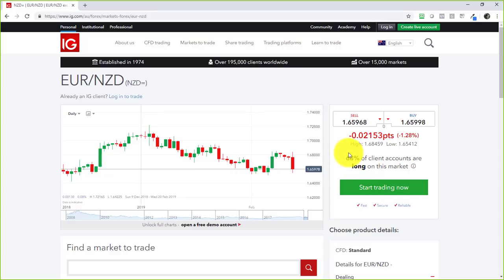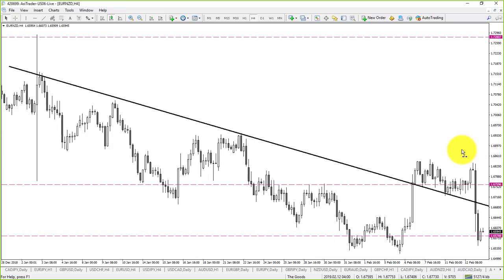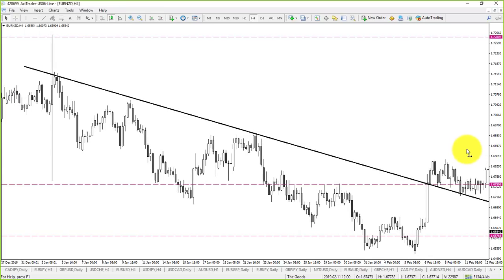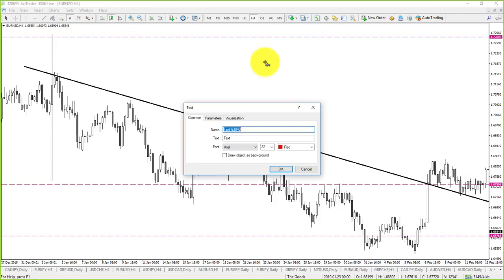I can't remember. And so what I saw this morning during the Asian session when I checked this trade was that 71% of the client accounts are long Euro Kiwi. And what did I want to do? I wanted to go long Euro Kiwi on this bullish bounce right here. And so I said, whoa, no way I'm going to take that trade. Here's why. We know that most retail traders go against the trend.